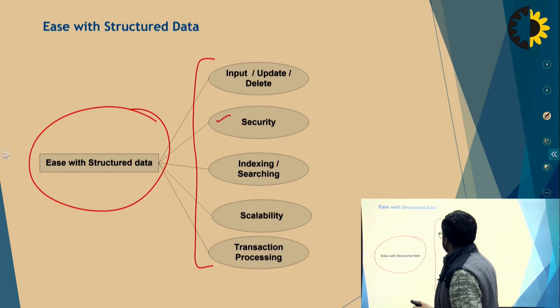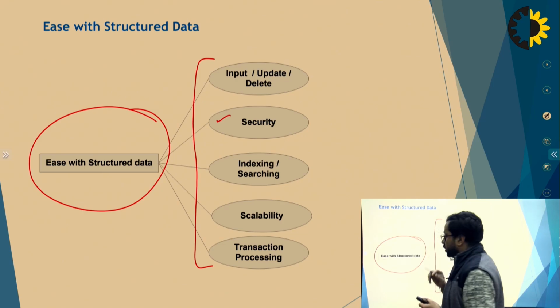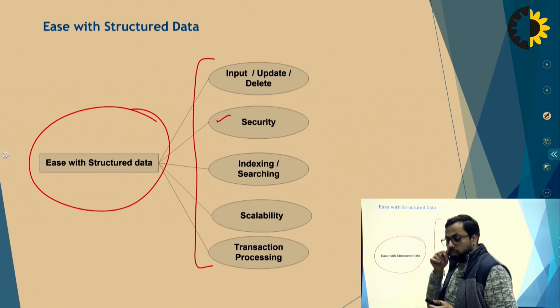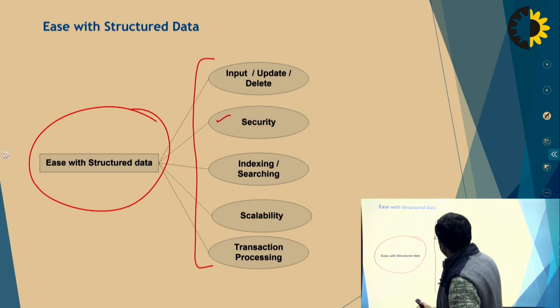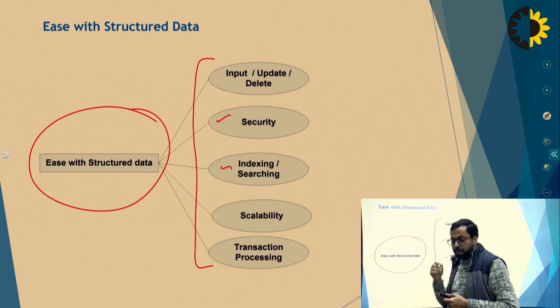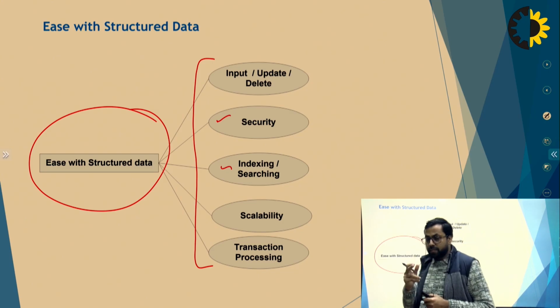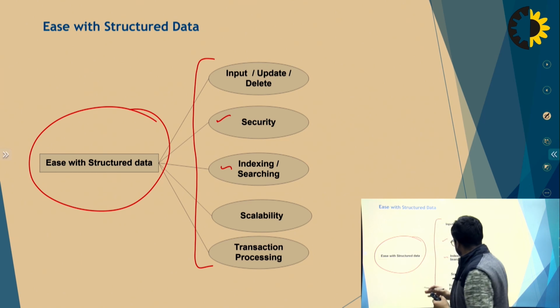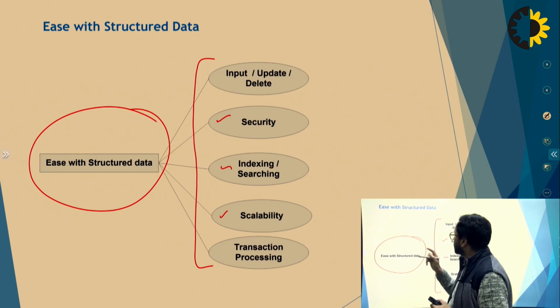We also consider the security mechanism. Structured data is purely secured; there is no chance of it being unsecured. Indexing and searching is very easy in structured data because we have mapping functions, so we do all the tasks at the very first indexing. Mapping is all done. Scalability is also possible in structured data.